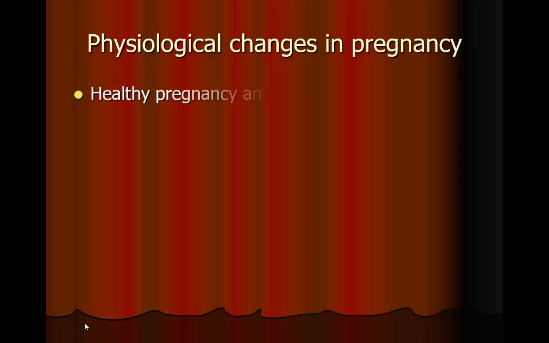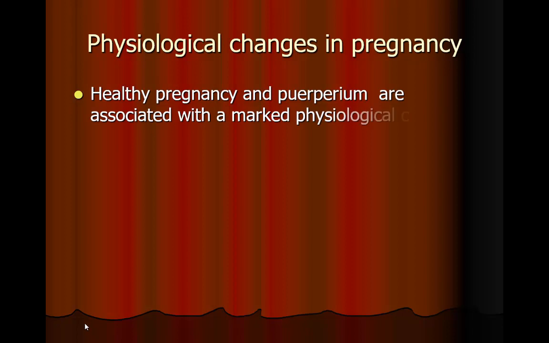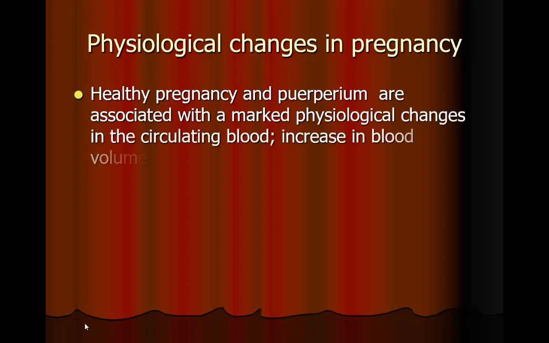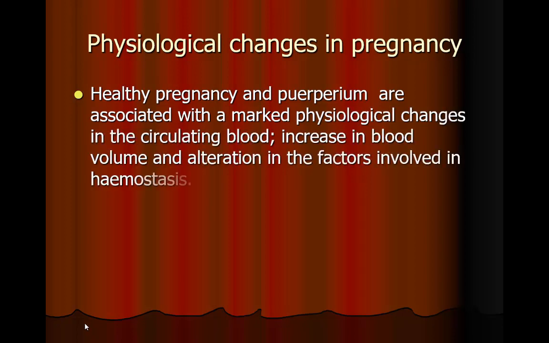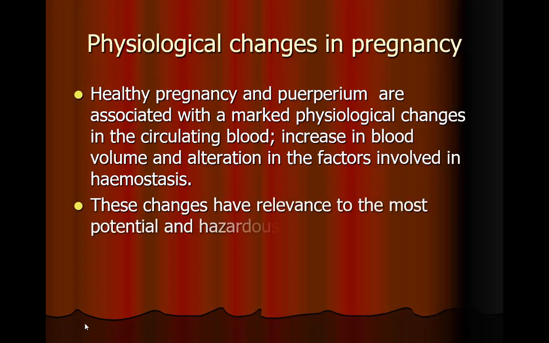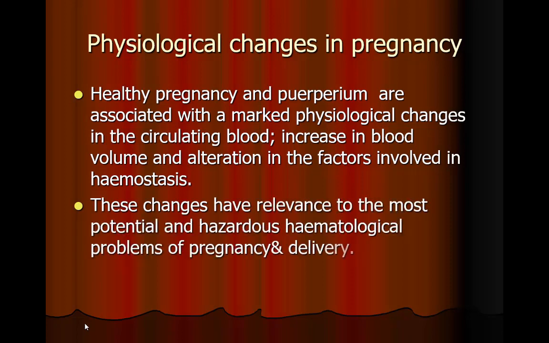Physiological changes in pregnancy. Healthy pregnancy and puerperium are associated with marked physiological changes in the circulating blood, increase in blood volume, and alteration in factors involved in hemostasis. These changes have relevance to the most potential and hazardous hematological problems of pregnancy and delivery. These are: number 1, increased demand; number 2, the big problem facing the mother after delivery, which is the postpartum hemorrhage.